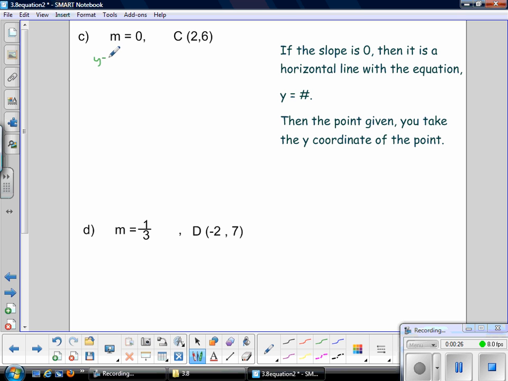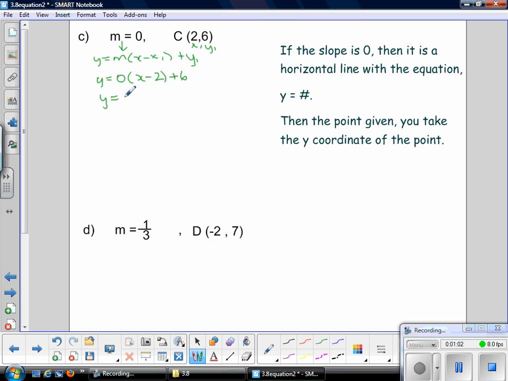So y equals m bracket x minus x1, plus y1. Remember, I'm going to substitute my slope in here, and this is my x1 and my y1. So when I substitute those in, I end up with 0 times x minus 2 plus 6. Now, I have 0 times this bracket.